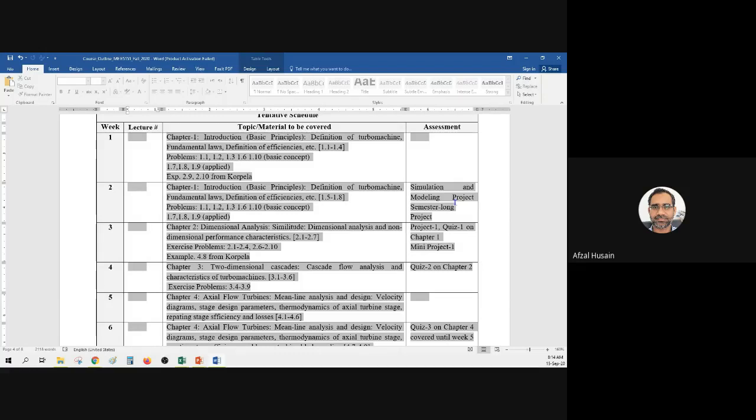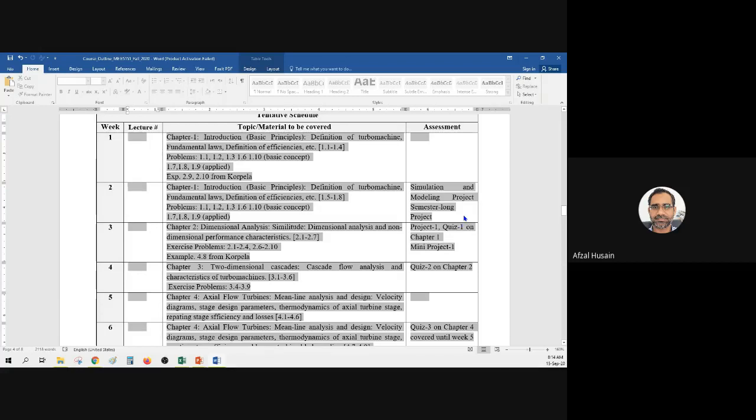Remember that here we are doing the flow simulation because this course is related to the flow simulation. This is not related to structural simulation. So when we are modeling it, we will not do the structural analysis. We will not do the strength of the structure analysis.